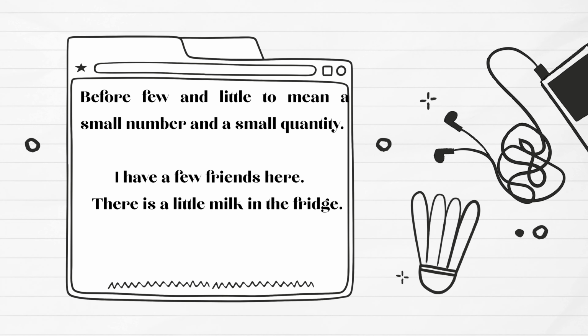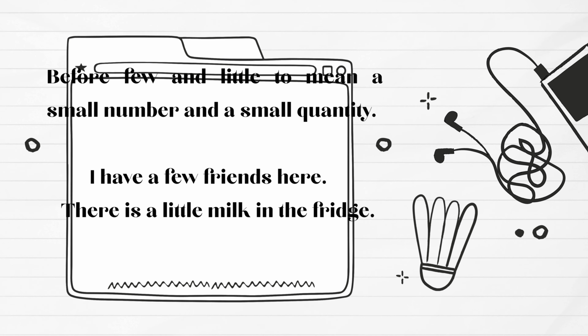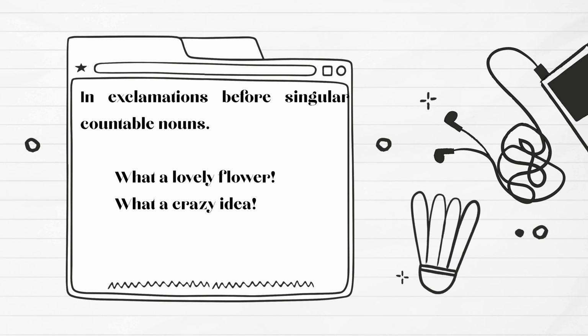Before few and little to mean a small number and a small quantity. I have a few friends here. There is a little milk in the fridge. In exclamations before singular countable nouns. What a lovely flower. What a crazy idea.